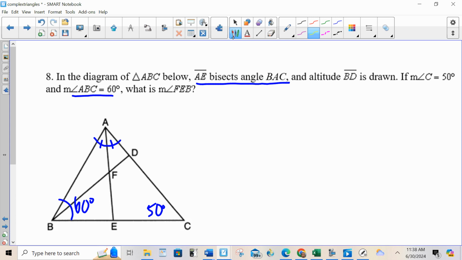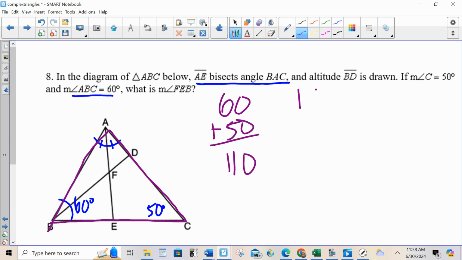So I look for angles of a triangle because there's no isosceles here. So do I see a triangle where I have two angles and I can find the third? Let's have you look for it for a moment. Look for a triangle where you have two angles and you can find the third. I see it. It's the big triangle. So I do 60 plus 50 is 110. 180 minus 110 is 70. Now, since that 70 is being cut in half, I'm going to fill in 35 and 35.